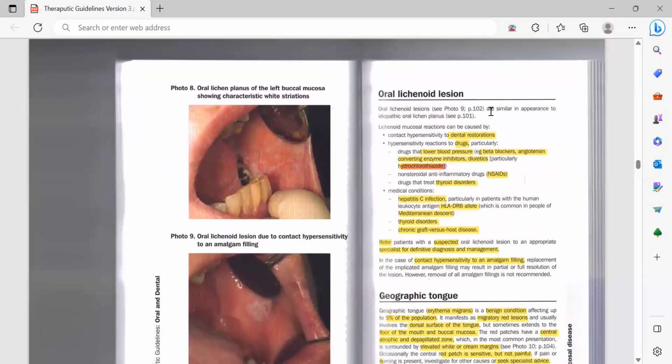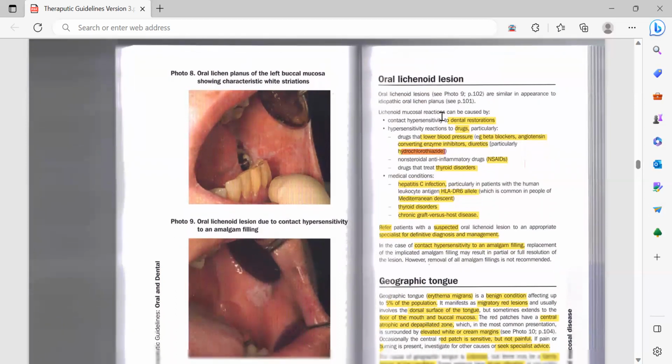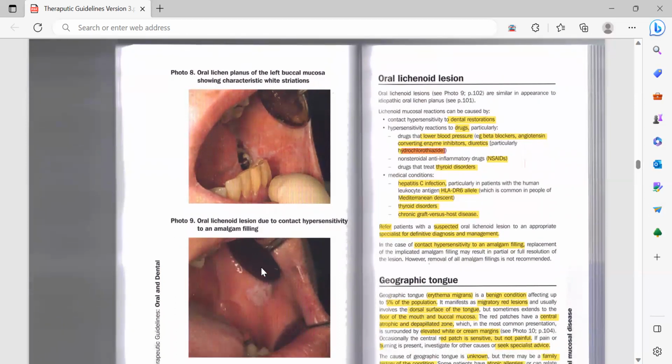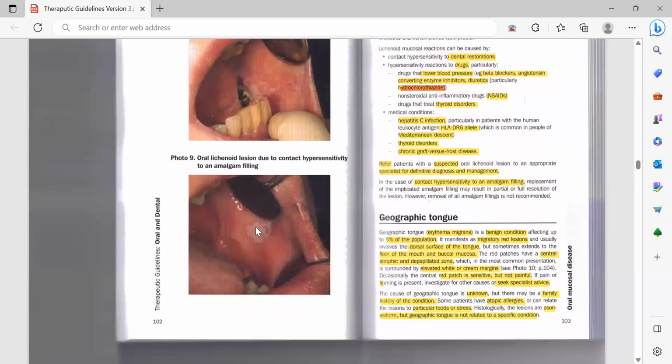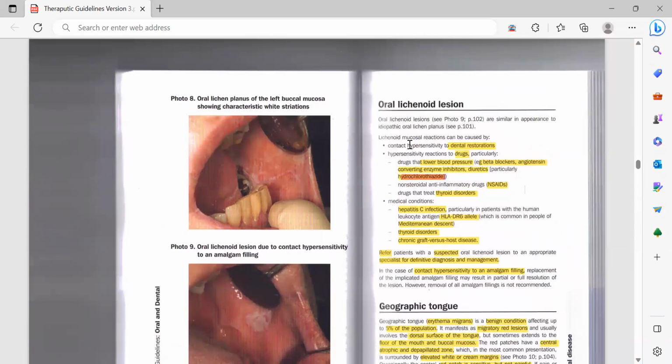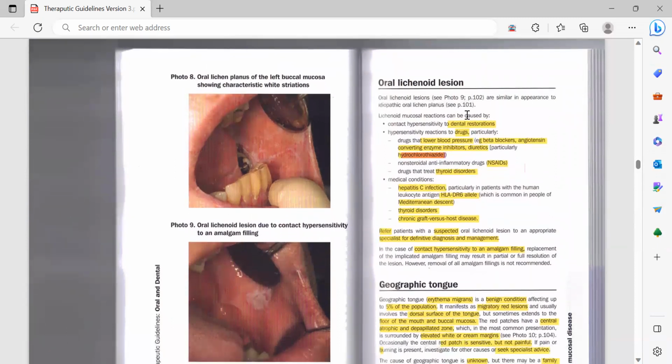Then oral lichenoid lesions are similar in appearance to the idiopathic oral lichen planus. So this is lichenoid and this is lichen planus. Here this lichenoid reaction has happened as a contact hypersensitivity because there was an amalgam restoration in that region. So in contact with that amalgam restoration, as a hypersensitivity, this lichenoid lesion has occurred. So lichenoid mucosal reactions can be caused by certain causes which might lead to a lichenoid reaction.